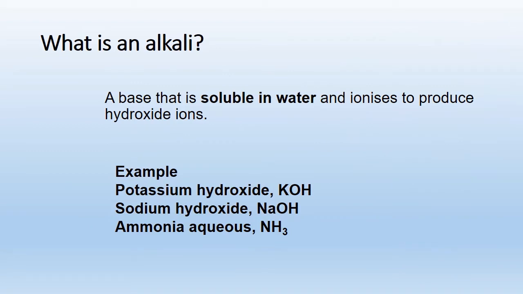What is an alkali? An alkali is a base that is soluble in water and ionizes to produce hydroxide ions. Example, potassium hydroxide KOH, sodium hydroxide NaOH, and aqueous ammonia NH3.